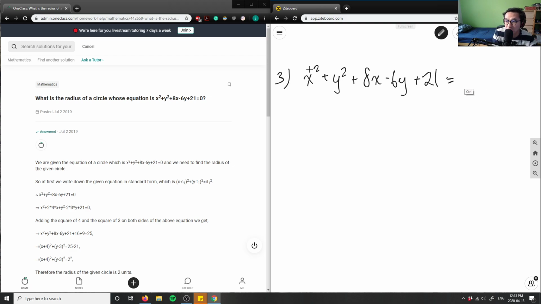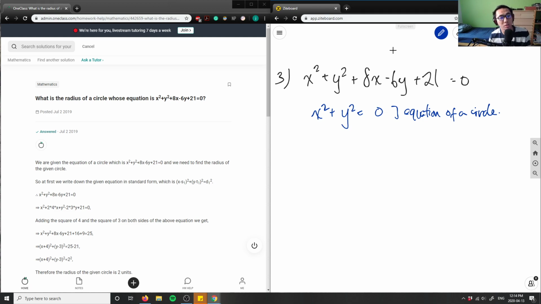Remember, the equation of a circle looks something like x squared plus y squared equals some number, or 0. It doesn't really matter. I have both x squared and y squared, so this is the equation of a circle. Okay, now we've got to think: how do we solve for the radius? What is the radius of the circle?